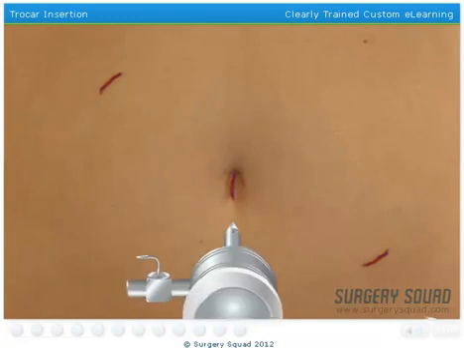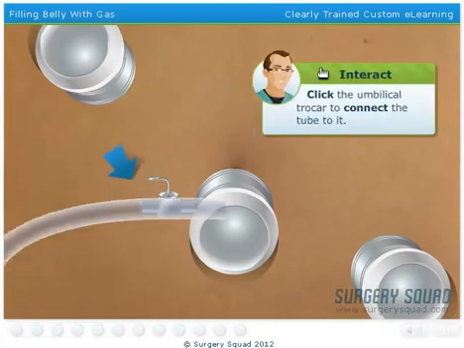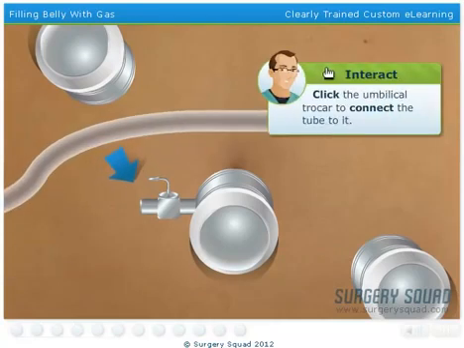You handled that like a pro. Now we need to pump carbon dioxide gas into the patient's abdomen to obtain a better look at the surgical area.